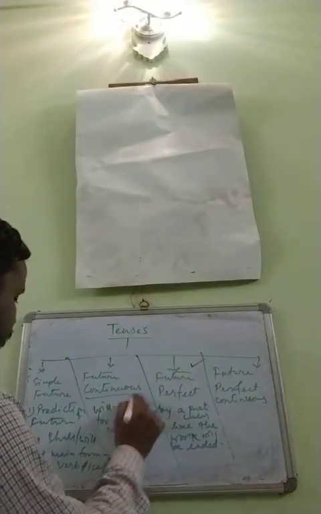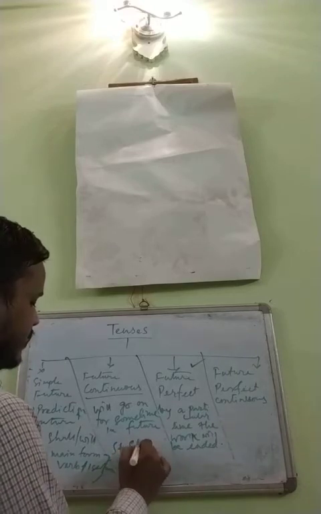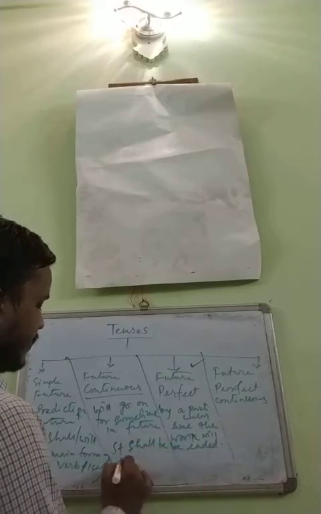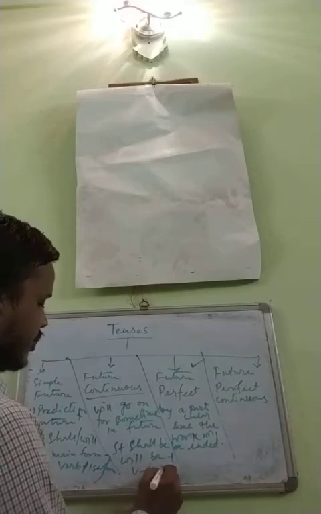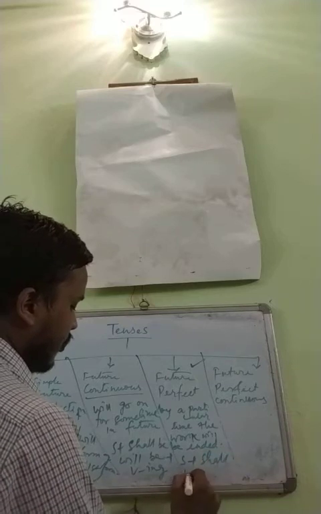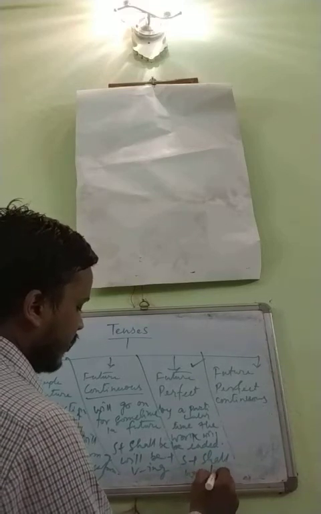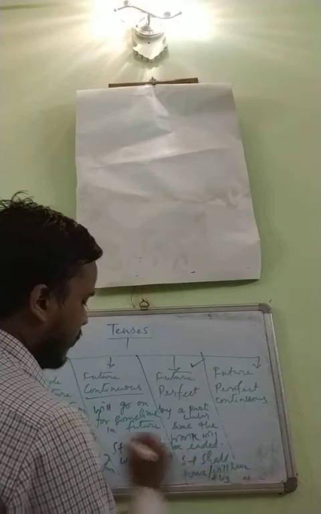Now here future continuous, what is the rule? Subject plus shall be or will be plus verb ing. Now here subject plus shall have or will have plus third form of the verb.